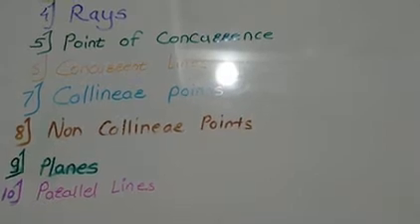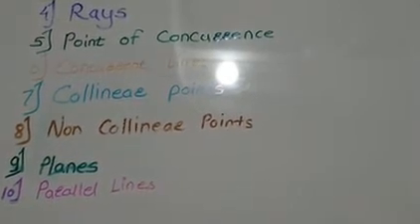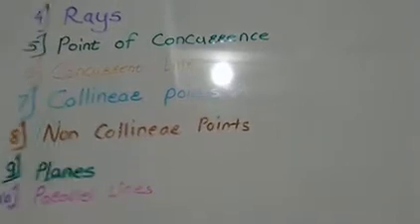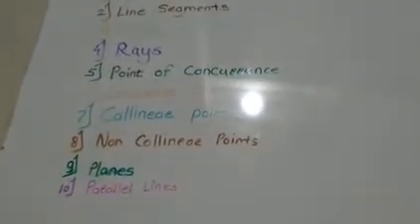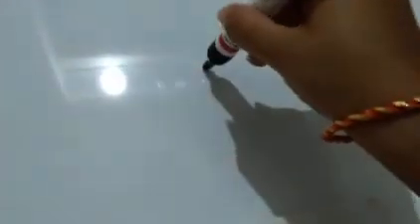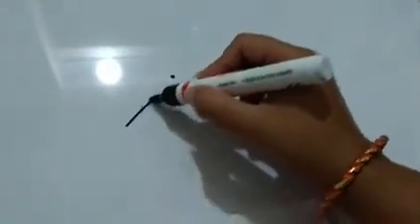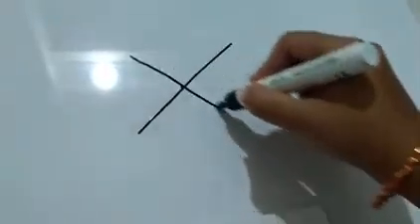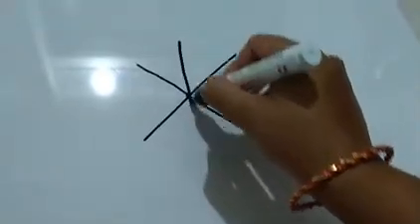After the ray, we have the next point, the point of concurrence, and for that we have to do one activity. Students have to do this activity in their notebook. For that, we'll first draw one point. Now, can anyone tell how many lines can be drawn from a single point? Let's try it by drawing the lines one after another, passing through the dot.